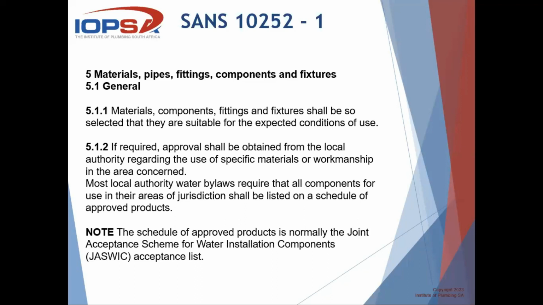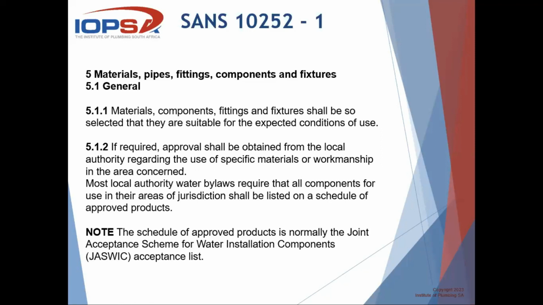Okay, so let's start off with SANS 10252, as on the screen right now. I think that's maybe the main reference at this point in time. Again, it talks about materials, components, and fittings, as well as fixtures, that shall be so selected that they are suitable for the expected conditions of use. And even more important than that, approval shall be obtained from the local authority regarding the use of specific materials for workmanship in the area concerned.